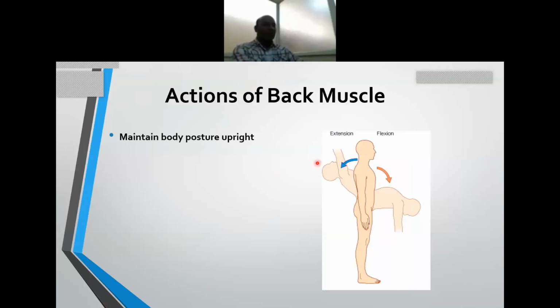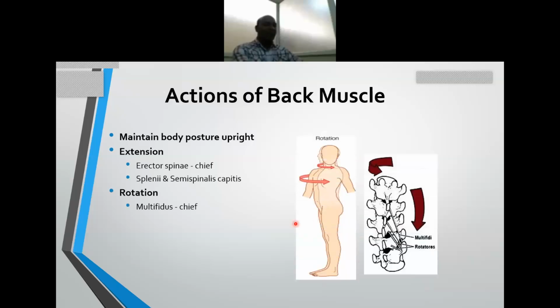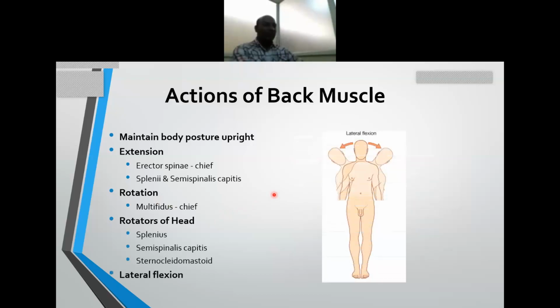So actions, in simple terms, they cause extension and flexion. That is, forward bending is flexion, backward bending is extension, and sideways bending is lateral flexion. Okay, and they are important in maintaining the posture of the body. And rotation of the trunk is also caused by multifidus and the rotators.